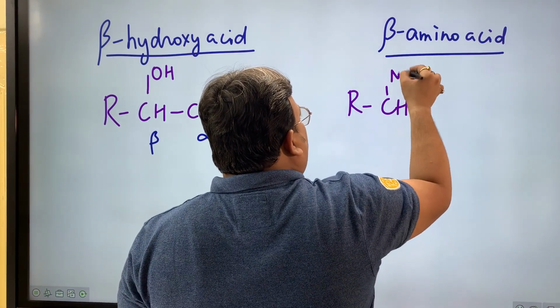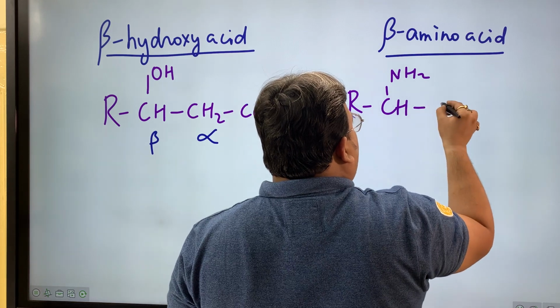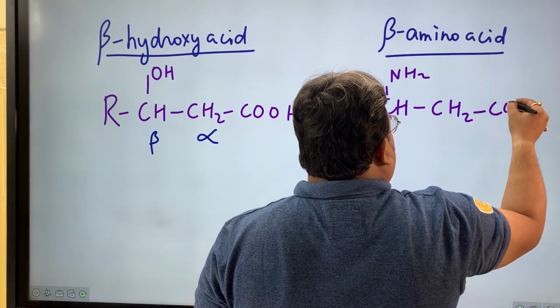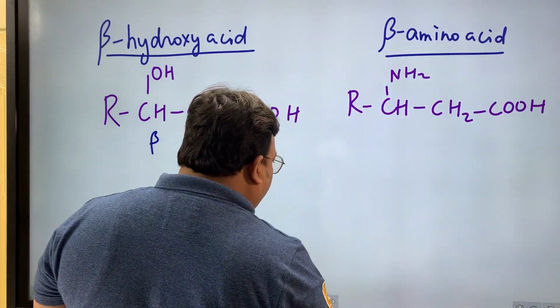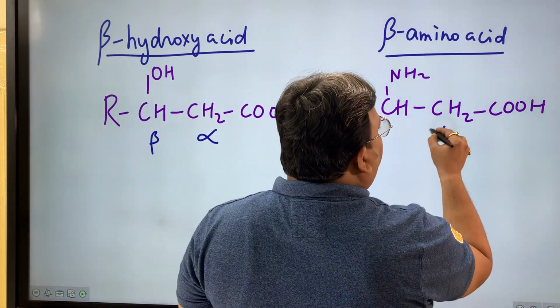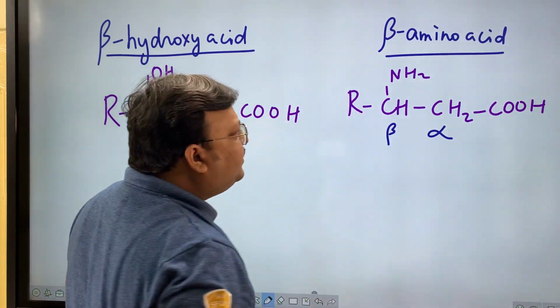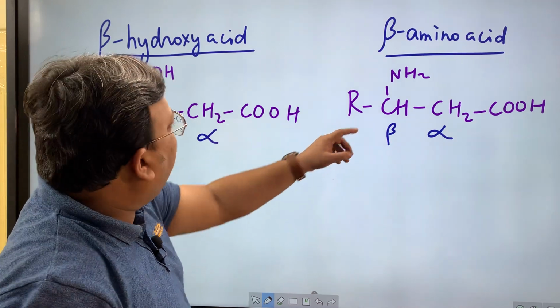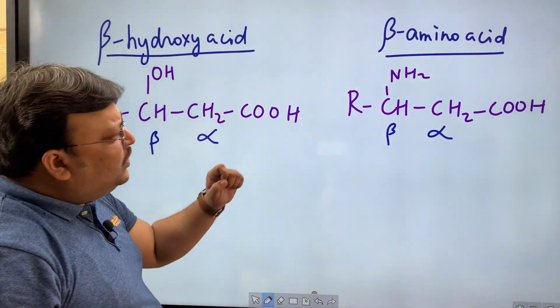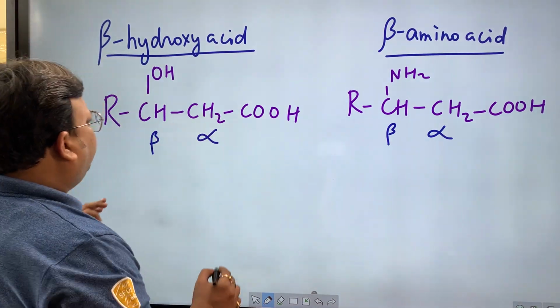You have an NH2 at the beta position. Naturally, the sequence is alpha, beta, gamma, delta. This happens to be the alpha position. This happens to be the beta position. So this is the representation of a beta amino acid. This is a beta hydroxy acid. You will see in both cases the product will be very similar.